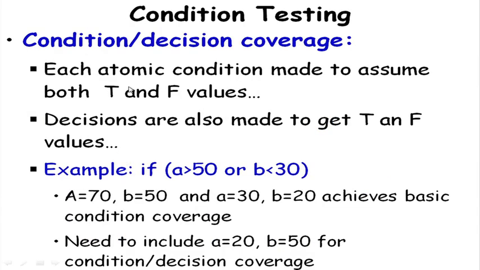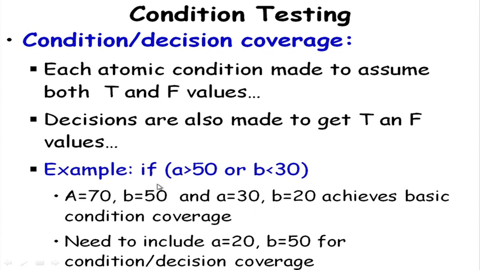Now, let us look at another example. We had already seen that condition decision coverage not only ensures that the test cases set the atomic condition evaluation true and false, so all atomic conditions evaluate to true and false sometimes during the test case executions, but also that the complete decision, the complete expression, evaluates to true and false during the test case execution. Now, let us take this example: a greater than 50 or b less than 30.